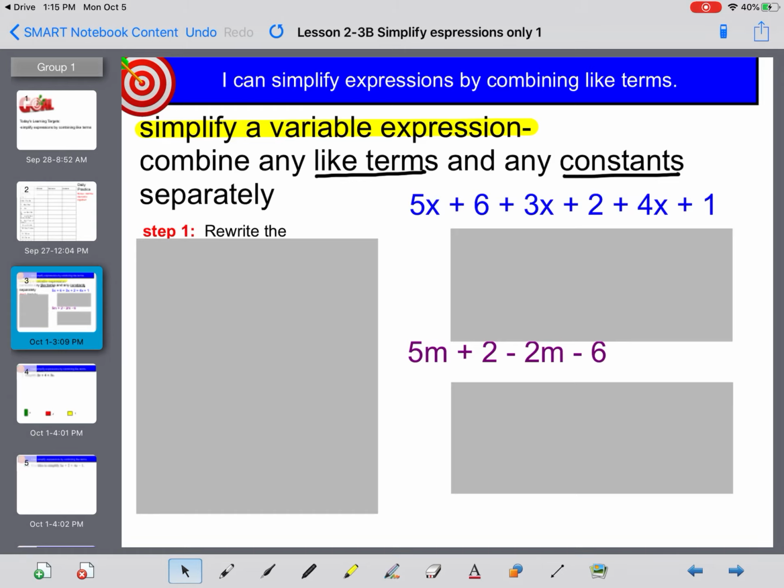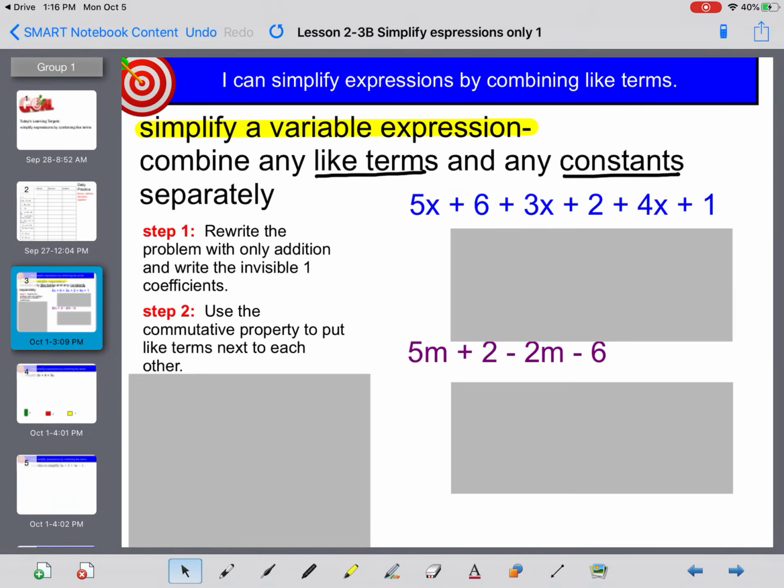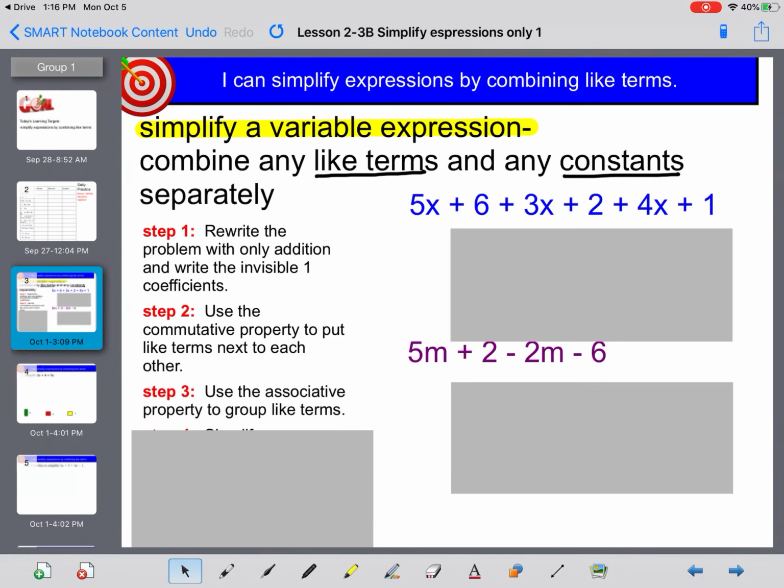The steps for simplifying an algebraic or variable expression are here. The first step is to rewrite the problem with only addition and write the invisible one coefficients. So convert everything, all subtraction, to adding the opposite. Step 2, use the commutative property to put like terms next to each other. Step 3, use the associative property to group your like terms. Step 4, simplify. So let's put this in action.